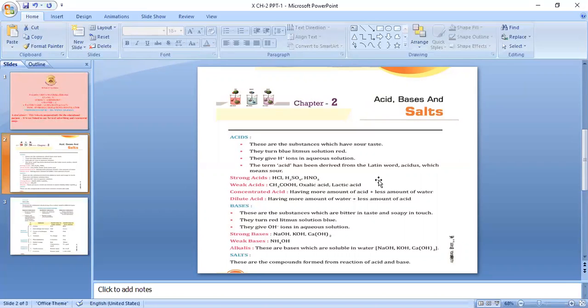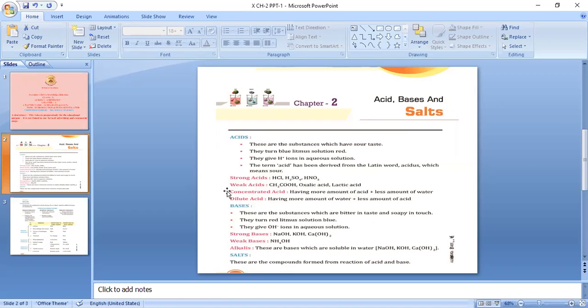First one is CH3COOH, which is also known as acetic acid, and it is the acid which is used in vinegar. Next example, oxalic acid, which is commonly found in tomato and unripe apples. Next we have lactic acid, which is commonly present in the curd. So here we have done some examples of strong acids and weak acids.